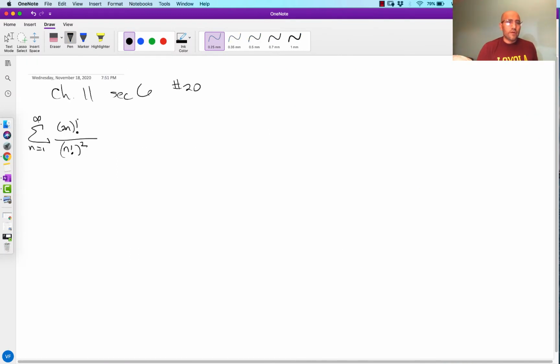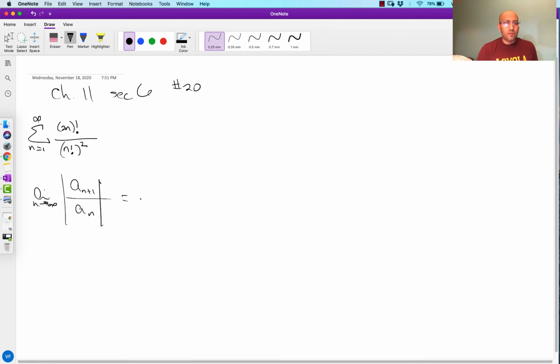Okay, so 2n factorial divided by n factorial squared. Use the ratio test. So we want to look at the limit as n goes to infinity of a sub n plus 1 divided by a sub n in absolute values.